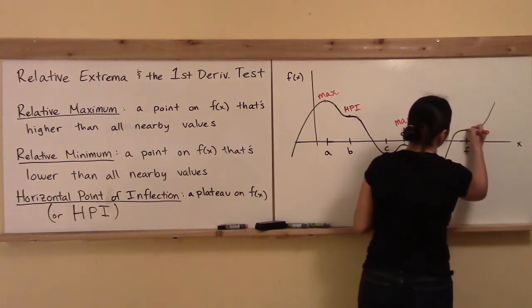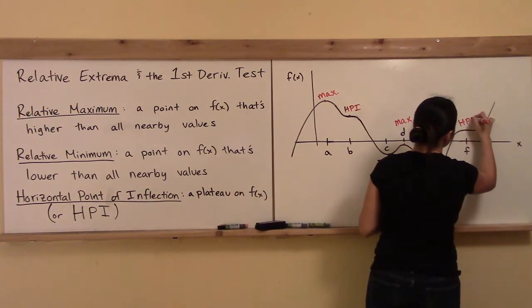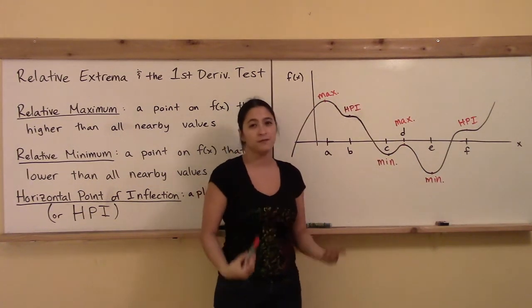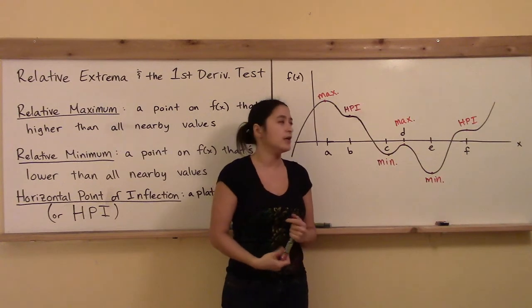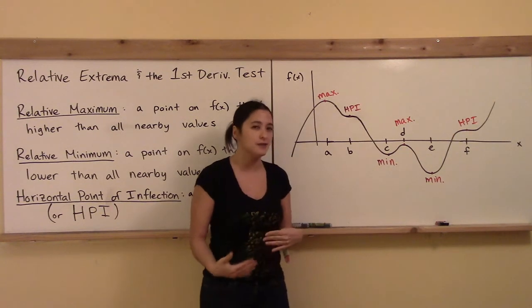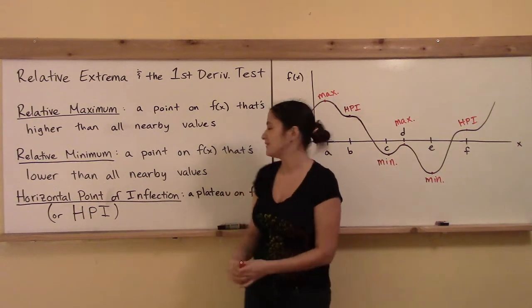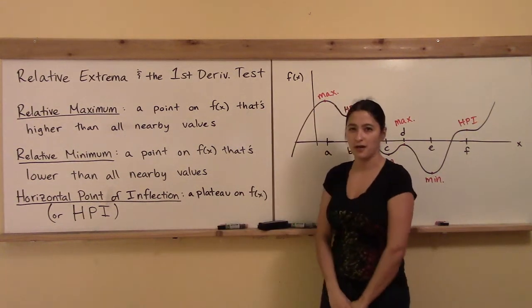spot. So that's what I'm going to call the HPI, horizontal point of inflection. Now, a little while later, we will define what inflection is. It has to do with the value of the second derivative, so we'll go on to that later. Don't worry too much about the word inflection. Just think of the HPI as a plateau on the graph.